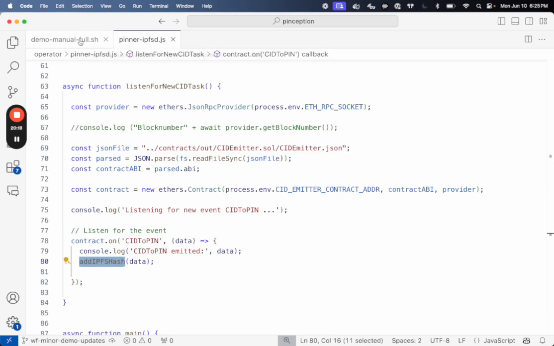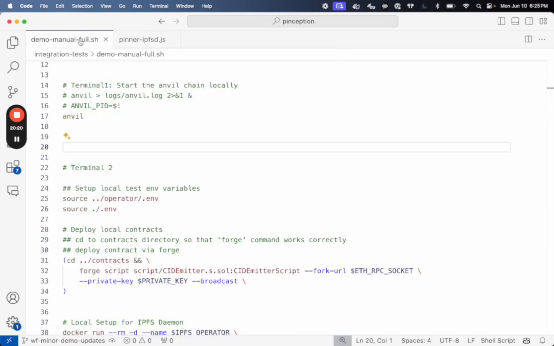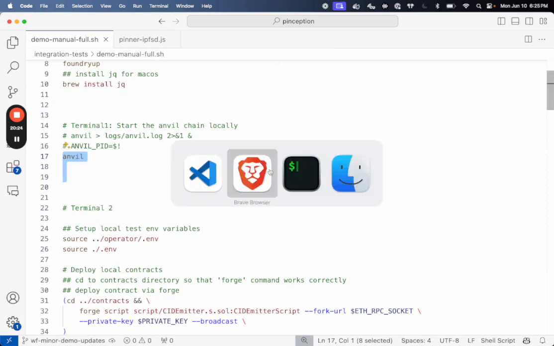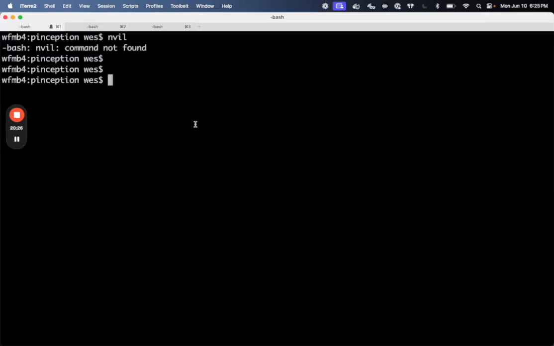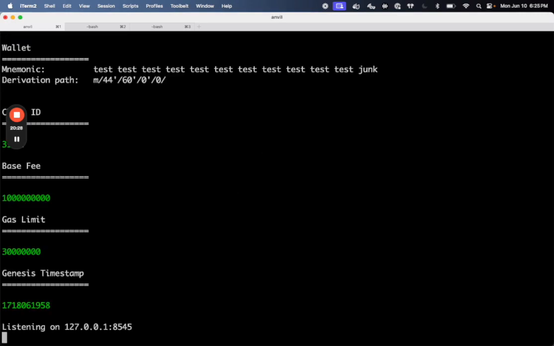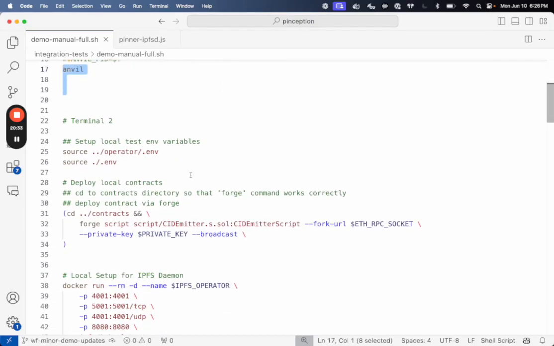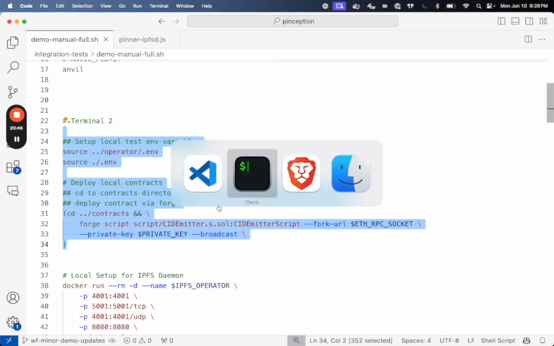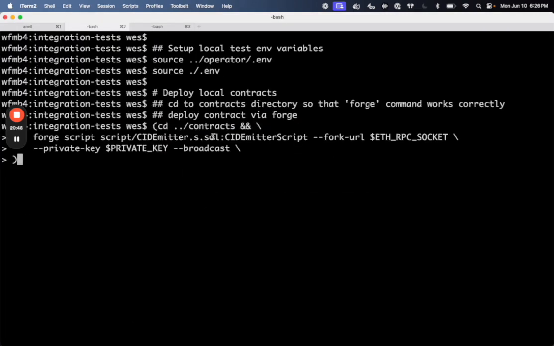So let's go through a demo and show all the pieces working together. For this demo, we're going to launch a local Anvil chain in our terminal. So first, let's launch that Anvil chain. Okay, we got that running there. Great. Then let's go over to the second terminal here and let's load up the contracts. We're going to load this CID emitter contract. This is the off-chain pinner, the on-chain contracts for this pinner service.